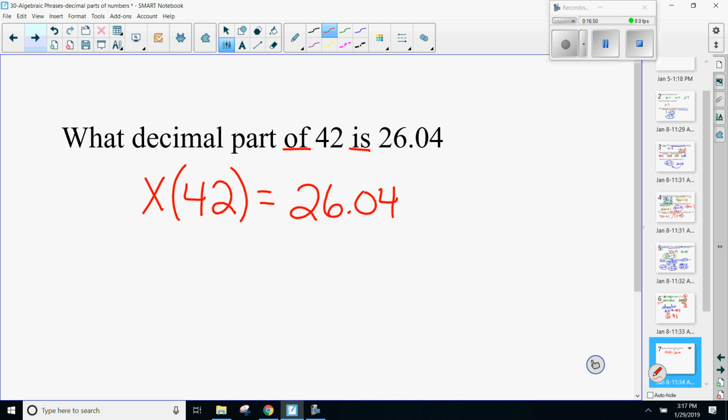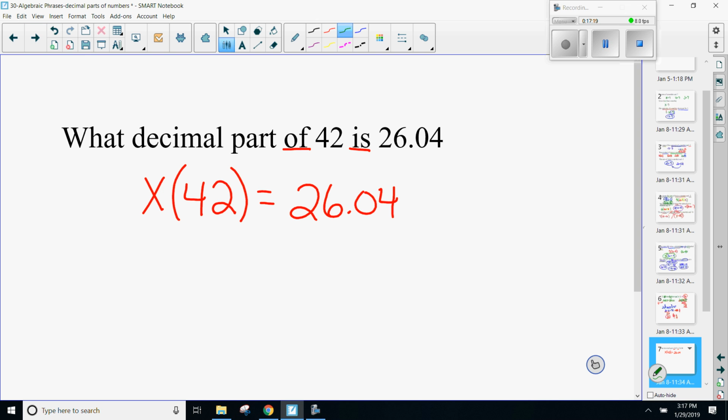Now this is smaller, right? Is it a little more or less than half? 26 is what compared to 42? A little more than half, because half would be 21, right? So what does that tell you about your decimal number? It's going to be over 0.5 because it's a little bit more.